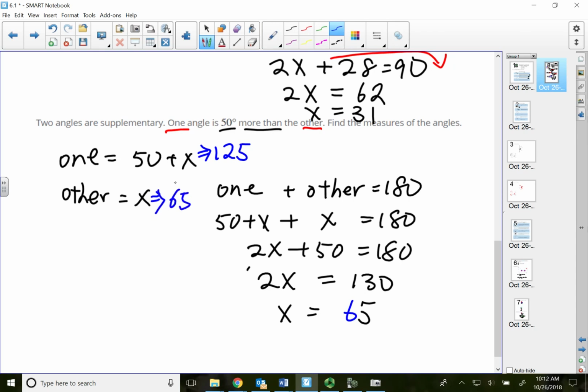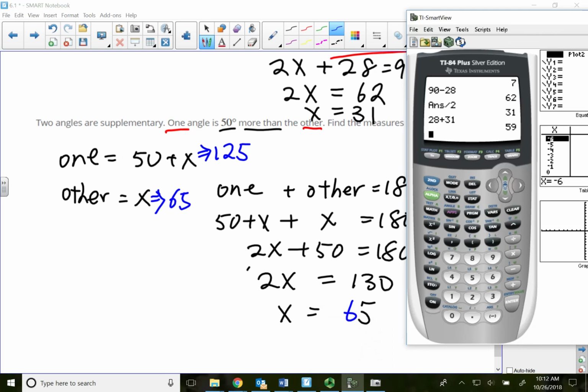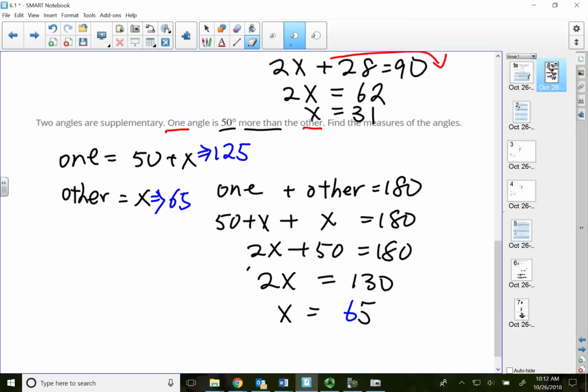All right, I'll do it right. Let me see, 130 divided by 2 is 65. 65 plus 50, that's 115 degrees. There you go. All right, so that's my answer.